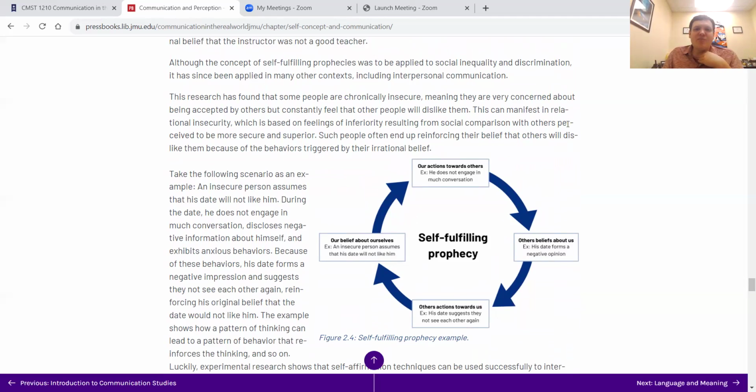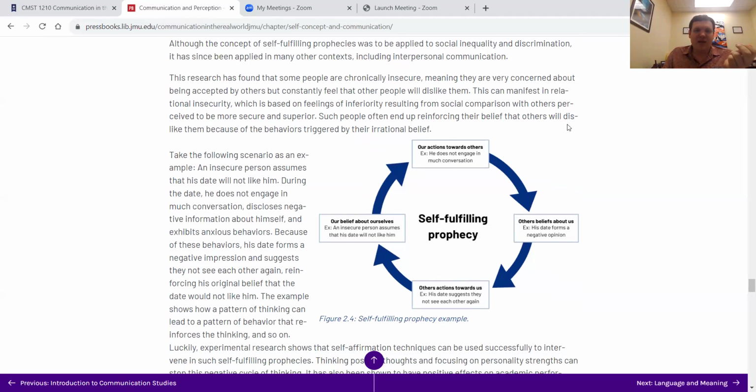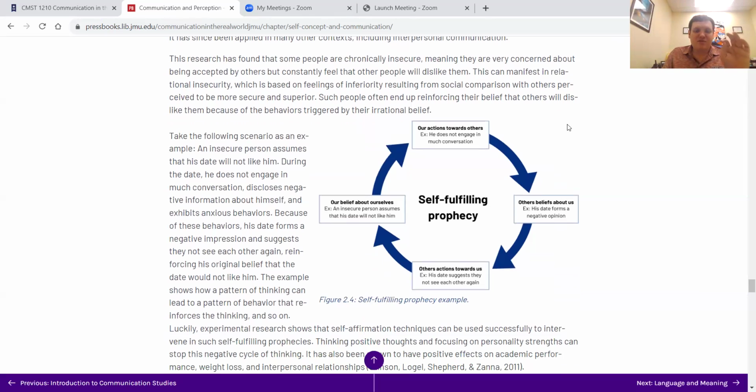So self-fulfilling prophecies can be applied to social inequity and discrimination, but it also can be about interpersonal communication as well. So it talks here about research that has found that some people are chronically insecure about being accepted by others and feel that people dislike them. This can manifest in some behaviors that could reinforce these patterns and reinforce this false belief.